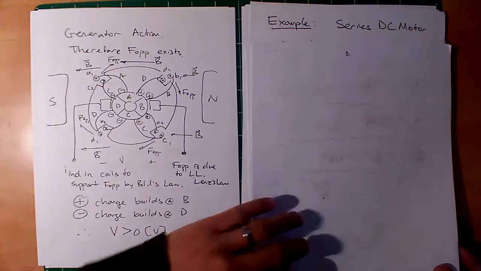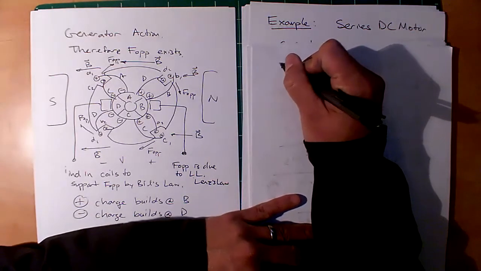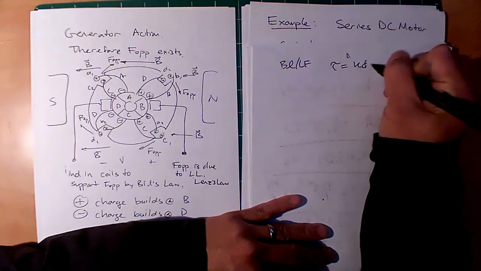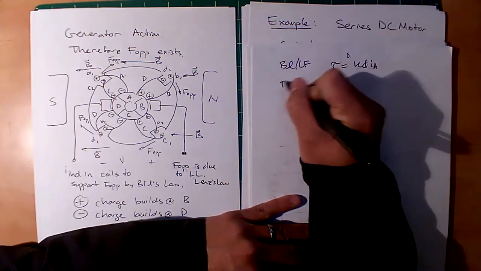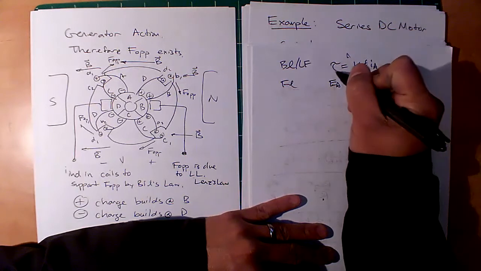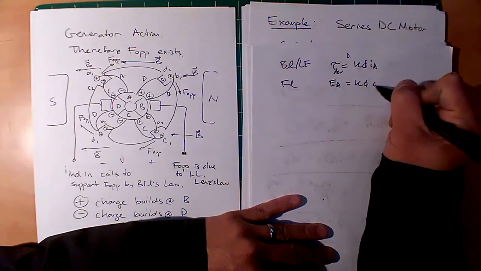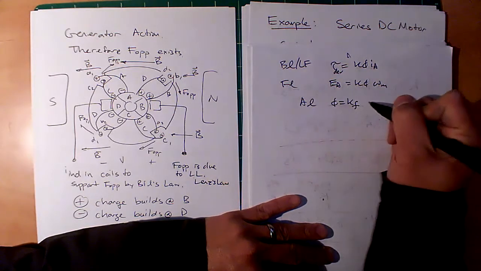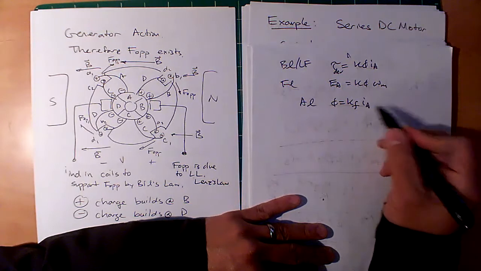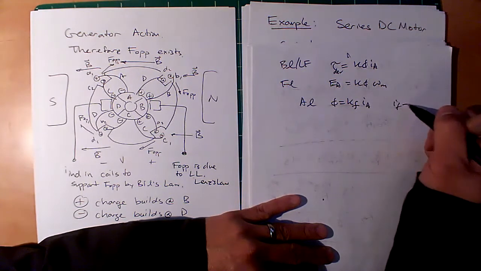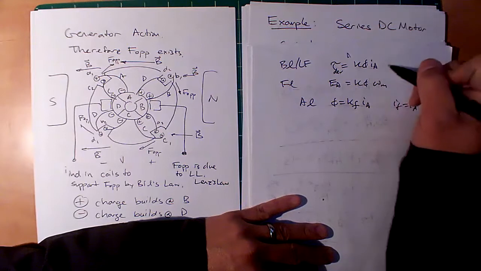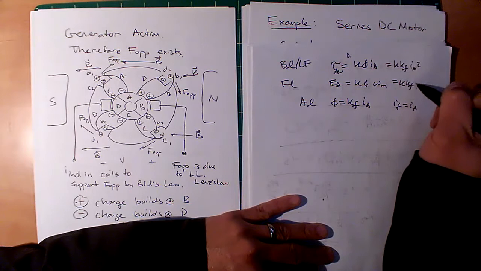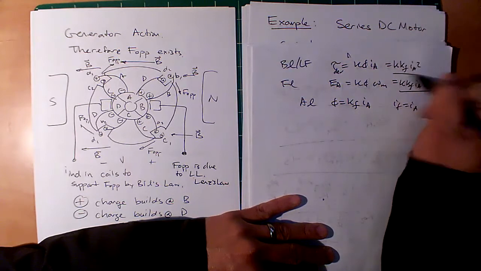And remember, for a series DC motor, what equations do we have? We have Biot-Savart's law / Lorentz force, same thing: torque equals K phi IA. We have Faraday's law, EA equals K phi omega M. And we have Ampere's law, phi equals KF IA, because it's in series, so therefore IF equals IA. These get substituted in, so you get K KF IA squared, and you get K KF IA omega M. So these are your series motors.